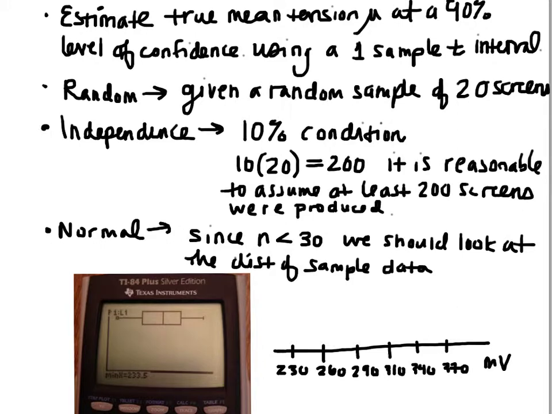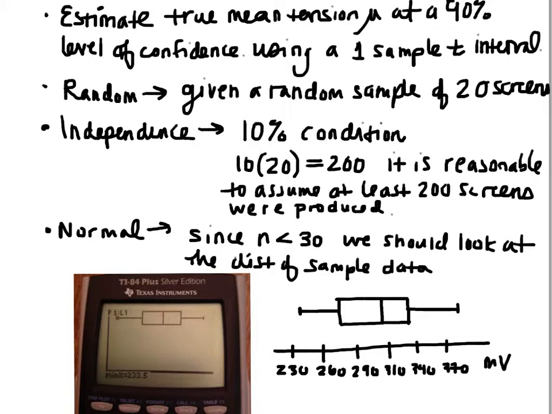370. Okay, so my smallest value I said was 233, so maybe that's here. Quartile 1 was at 275. Quartile 2, which is the median, is at 308. Quartile 3 is at 337. And the max value is 374. So we have our box and whisker plot.